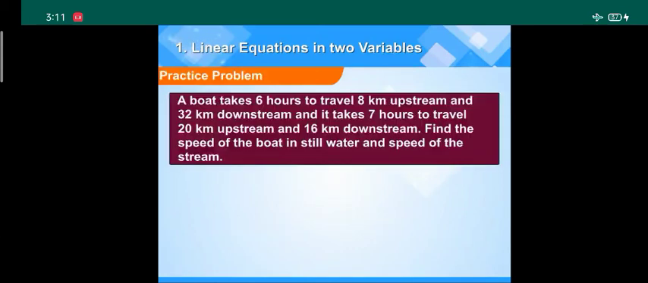A boat takes 6 hours to travel 8 km upstream and 32 km downstream, and it takes 7 hours to travel 20 km upstream and 16 km downstream. Find the speed of the boat in still water and the speed of the stream.